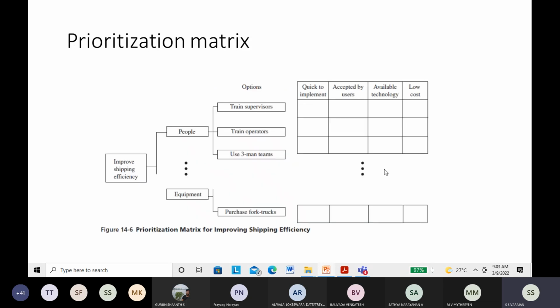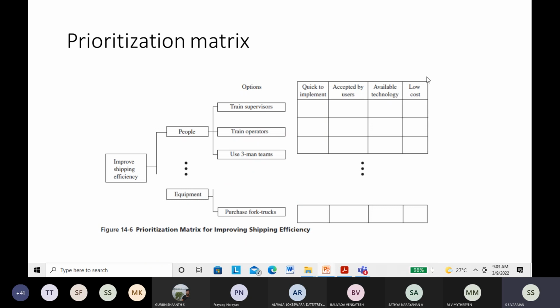Prioritization matrix is the same thing as the matrix diagram, the only difference is that we give weightage. For example, the objective here is improving the shipping efficiency, and we have taken people. What we found out is there are three options. If we want to improve the shipping efficiency, when it comes to people, we can train the supervisor, train the operator, or have a three-man crew. So this is what they have decided.